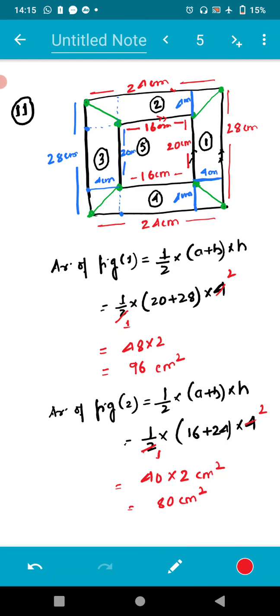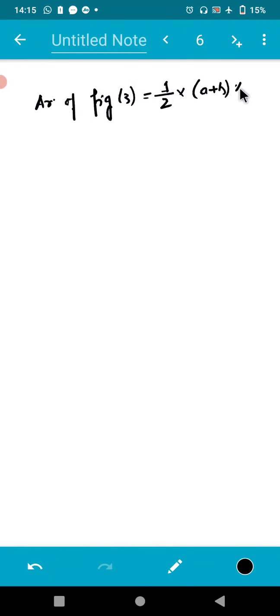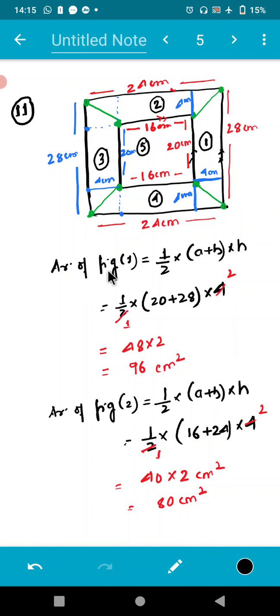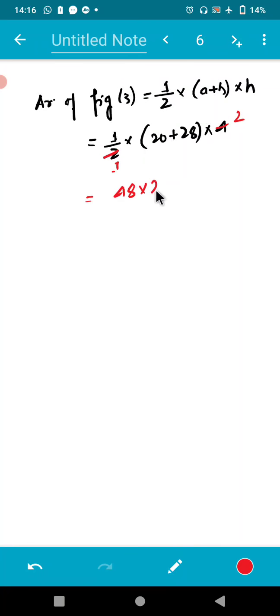So, now let us proceed to figure 3. Area of figure 3 is also a trapezium. So, half into a plus b into height. So, let us see what is there in figure 3. These are the two parallel sides, that is 20 and 28. So, we will write half into 20 plus 28 into 4. Now, we will reduce this, 2 ones are 2, 2 twos are 4. So, 48 into 2, which is equivalent to 96 centimeter square.